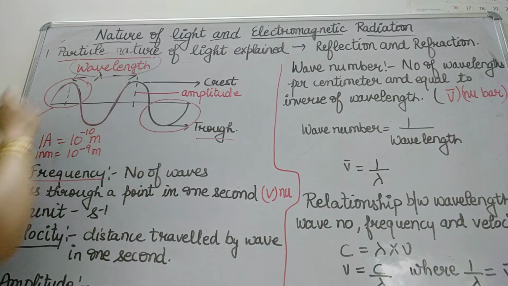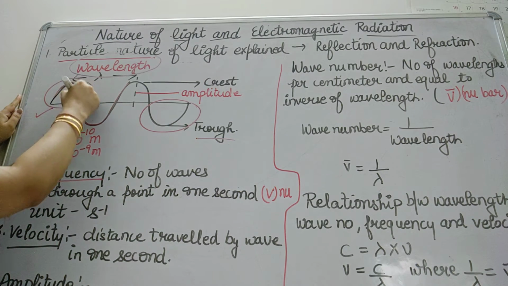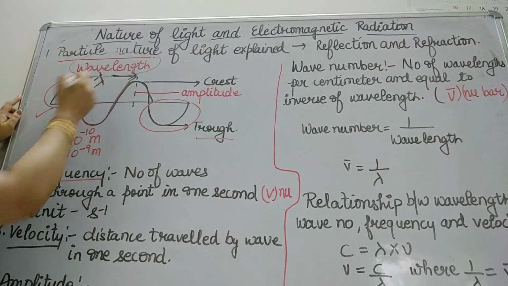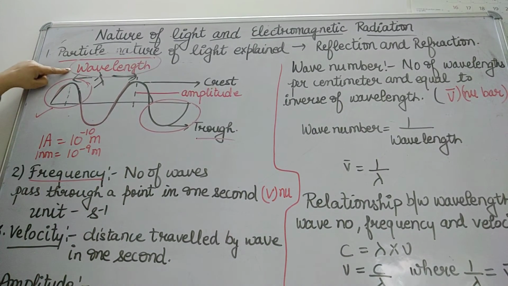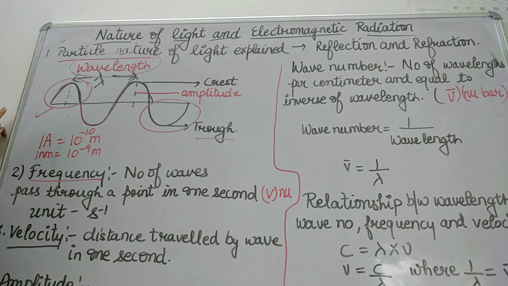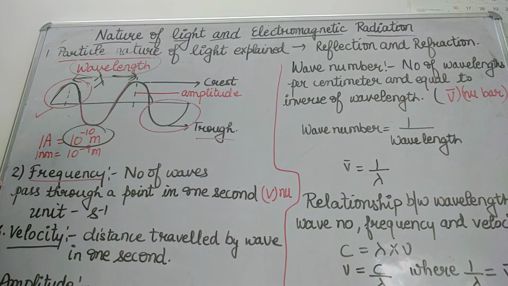is wavelength. What is wavelength? The distance between two adjacent crests. This is the first crest and this is the second crest, and the distance between the two is denoted with the symbol lambda and is termed as wavelength. It can be measured in the unit angstrom, and 1 angstrom is equal to 10 raised to power minus 10 meter. You should remember this.